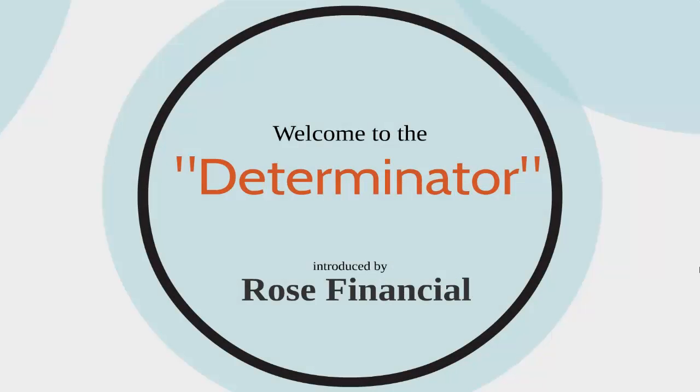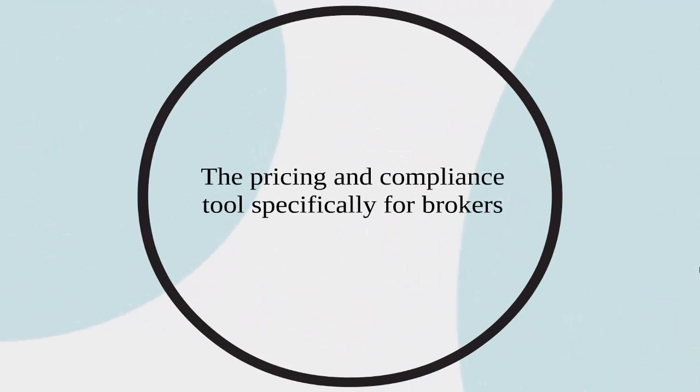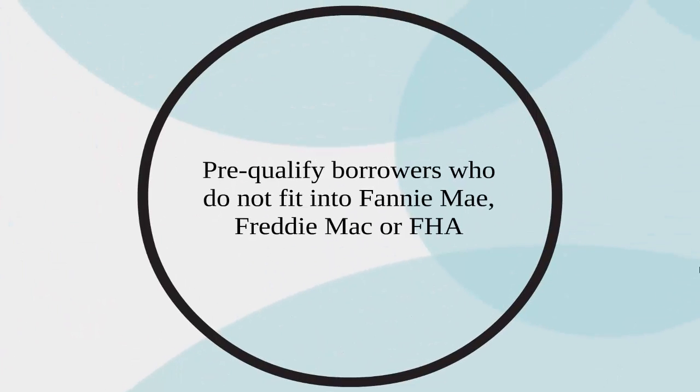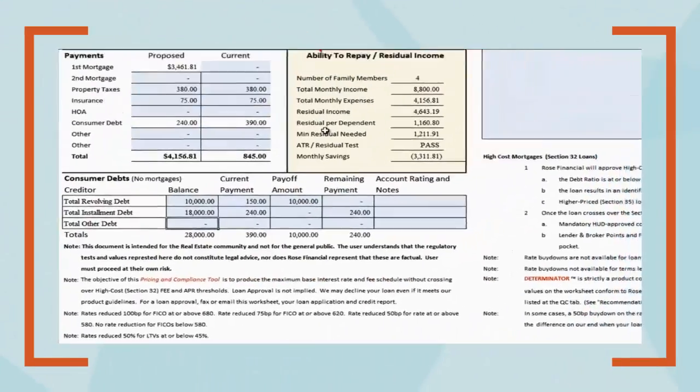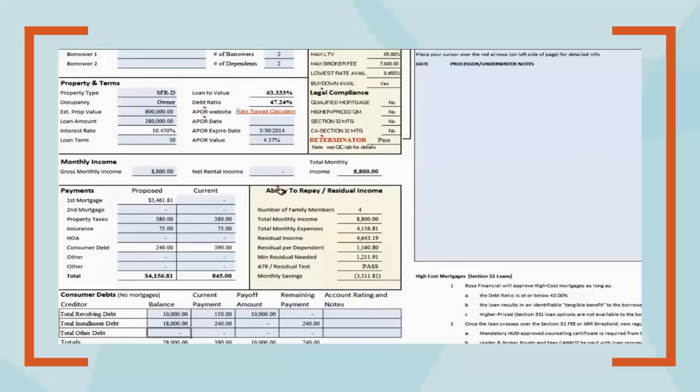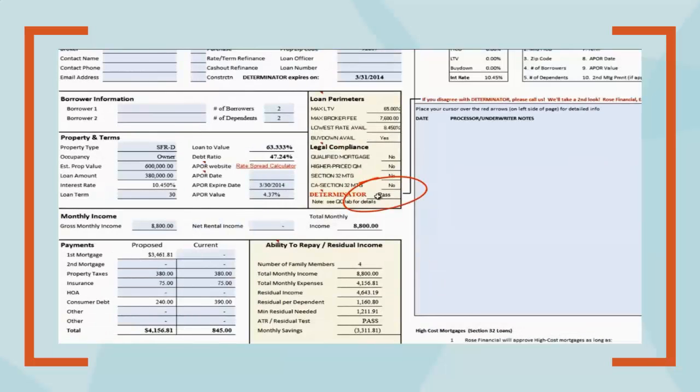Thank you for your interest in the Determinator, a Rose Financial broker pricing and compliance tool designed specifically for the mortgage broker, not for the general public. When you are pre-qualifying your borrowers and you find they do not fit into a Fannie, Freddie, or FHA product, this tool will be very helpful to you. It will allow you to price your non-prime loan and give your client a reliable rate, point and fee, and APR breakdown.